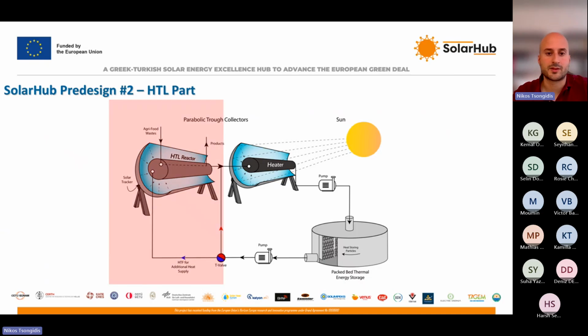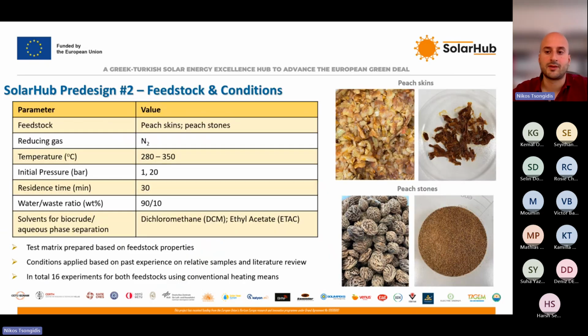So regarding the first part, which is highlighted in red now, we have tested 2 different kinds of feedstocks. They both come from the agri-food sector. We have a partner in the SolarHub project called Venus Growers.